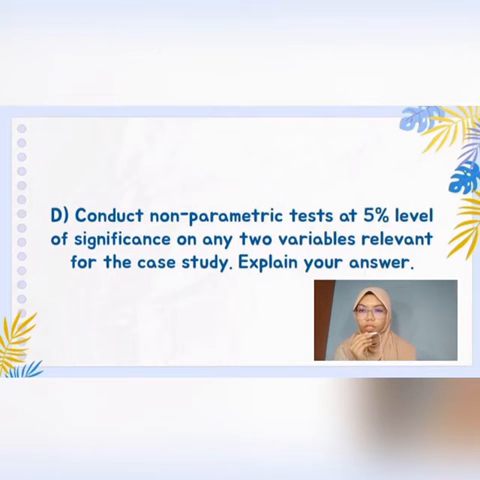I will present question number D, where we need to conduct non-parametric tests at the 5% level of significance on any two variables relevant for this case study. I will explain the Kruskal-Wallis rank test and the chi-square test for independence.